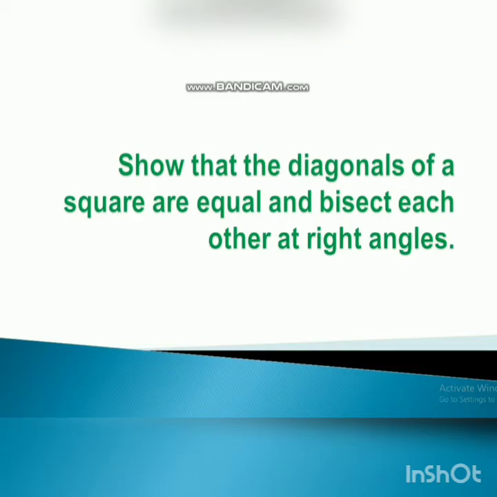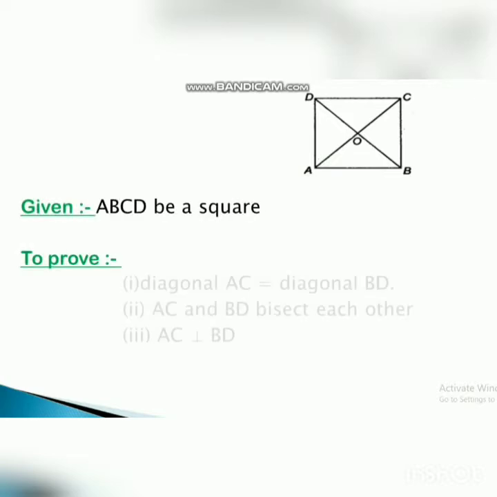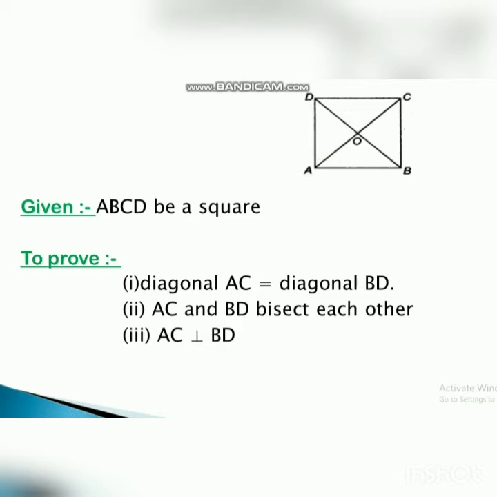We have to show that diagonals of a square are equal and bisect each other at right angles. So what's given for us? It's only a square. But we have to prove 3 points. They are the diagonals AC and BD are equal. Next, AC and BD bisect each other.